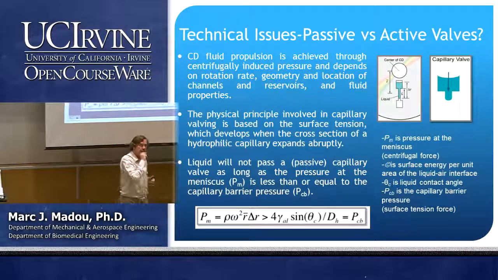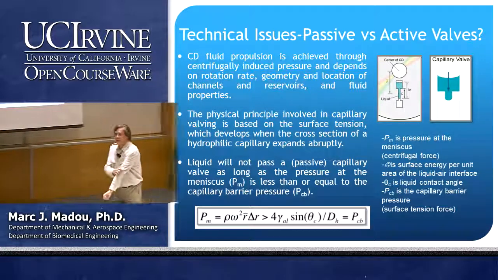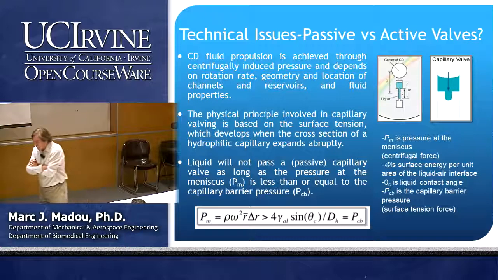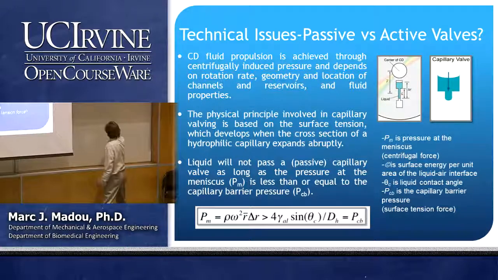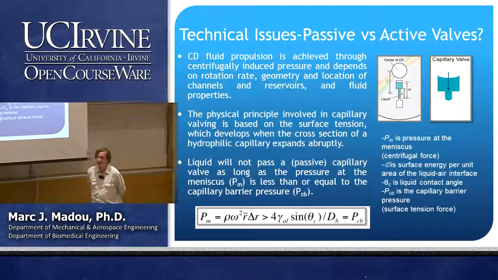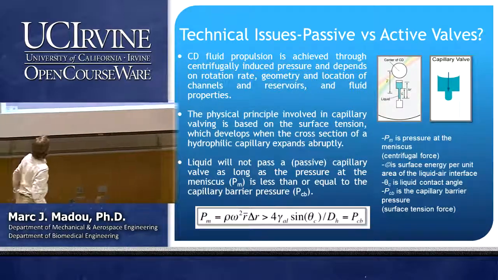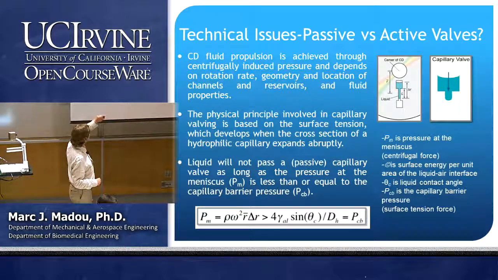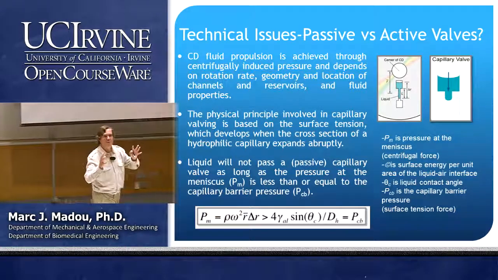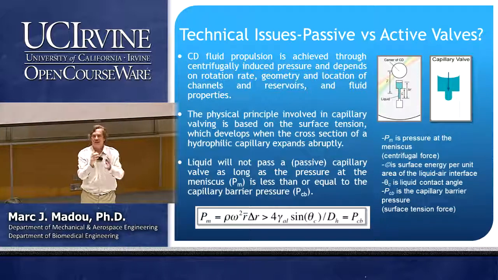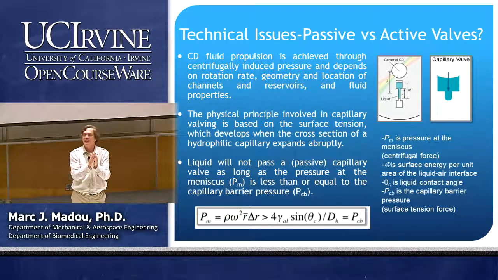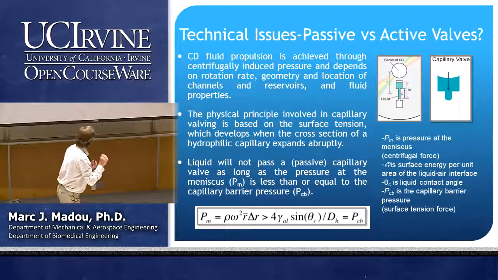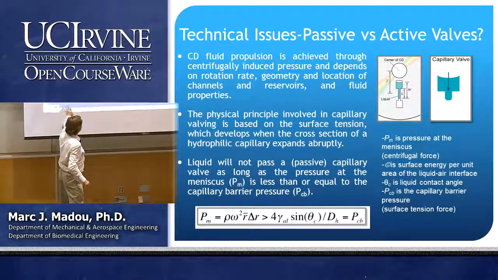What I'm going to introduce, and that's going to be about the last thing I will do, because I think I gave you quite a bit of new stuff, and then on Tuesday I will finish the rest of this class. I want to discuss a little bit, coming back to this issue here, that is active versus passive valves. Look, the CD fluid propulsion is achieved through the centripetal induced pressure and depends on the rotation rate, geometry, and location of channels and reservoirs and fluid properties. We actually have now programs that pretty much, we put the reservoir there, it has this size, capillary width is this size. We can pretty much do any complex chemical handling on a CD. And the simple equation controlling all of this is given here.